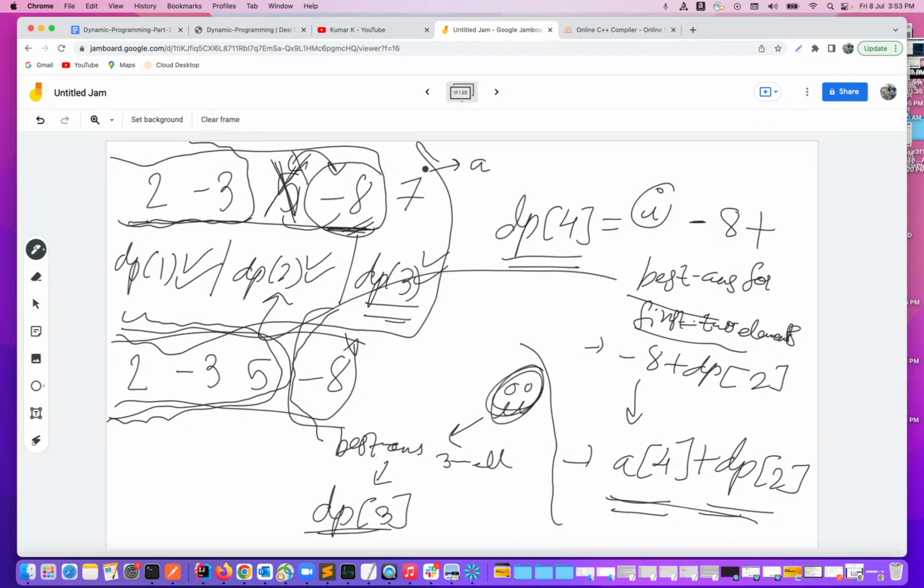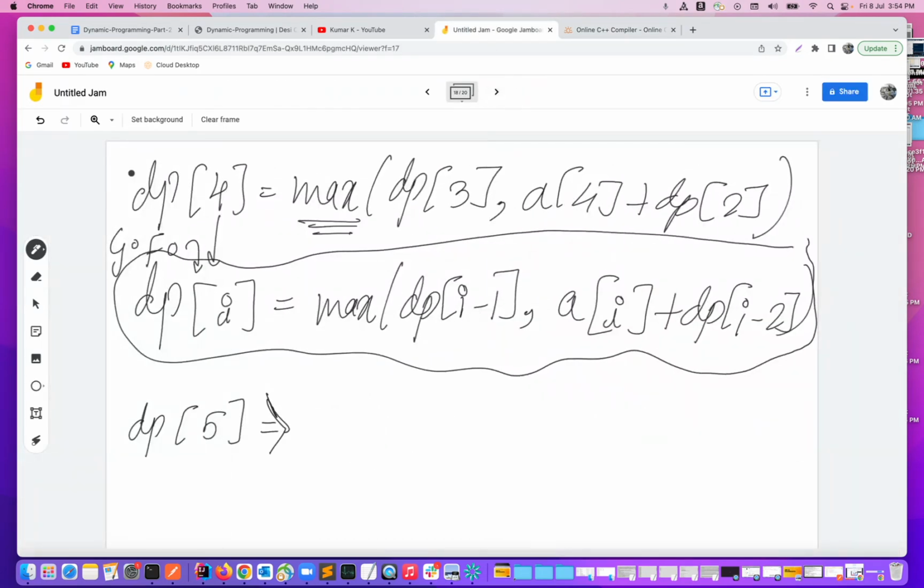So one option is what, guys? That I take 7. If I take 7, I cannot take minus 8. So what will be the answer? 7 plus the best answer of the first three elements, meaning dp of 3. And 7 is A of 5. So the final answer is A of 5 plus dp of 3. And see, this is also following our formula. So the first option which we have is, let me write it here, A of 5 plus dp of 3.